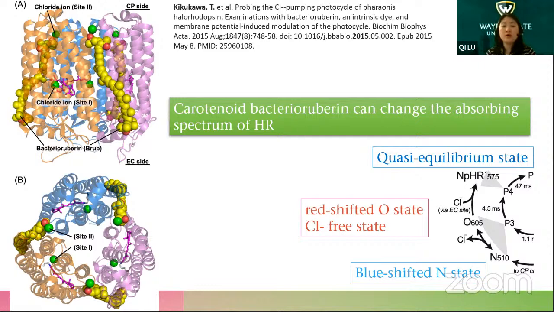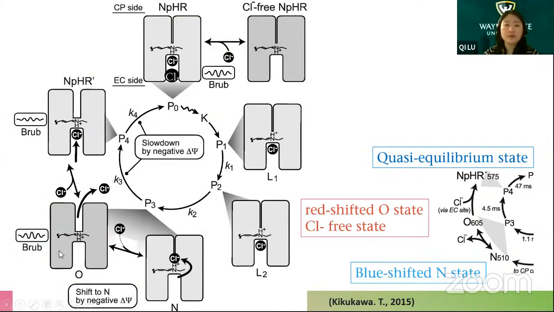This bacterioruberin will only have a wavelength response when binding to the O state, but not at the N state. And this image is from the original article. The bacterioruberin will only have its wavelength changed when the pumps are in the O state or HR prime state, but not in the N state.